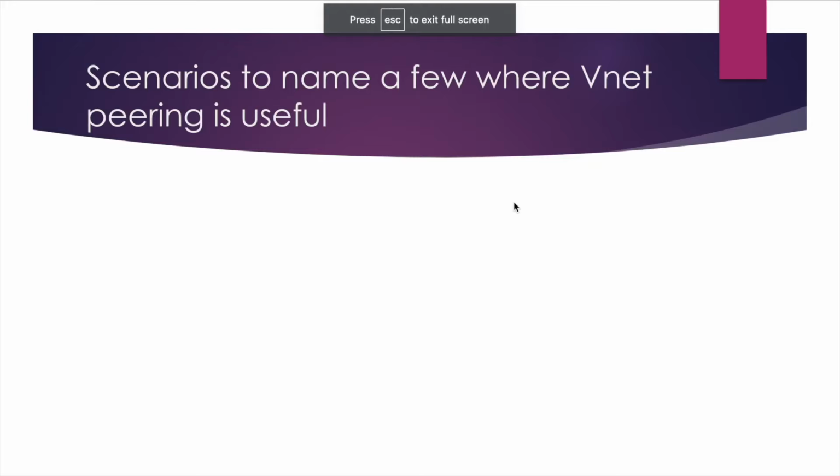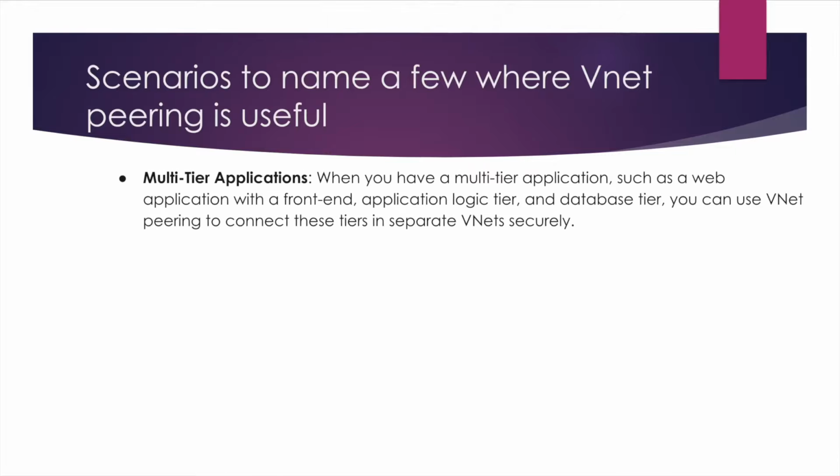Let's look at some of the scenarios, to name a few, where VNet peering is useful. Multi-tier applications. Let's imagine you have a multi-tier application such as a web application with the front end, application logic tier, and database tier. You can use VNet peering to connect these different tiers in separate VNets securely.